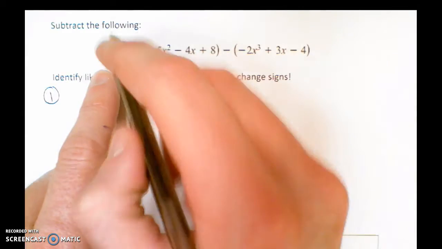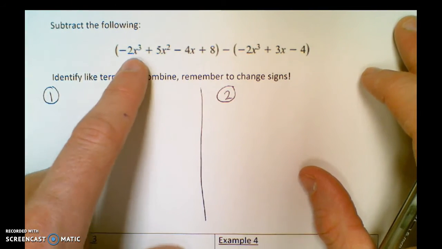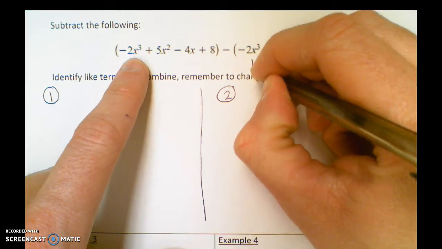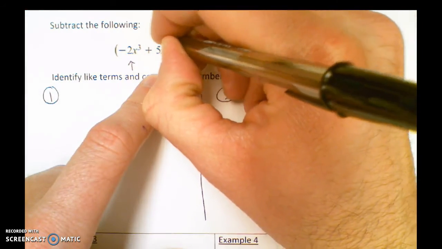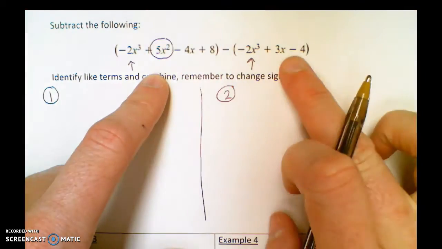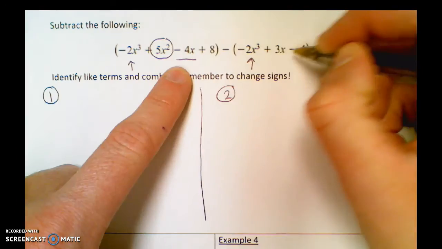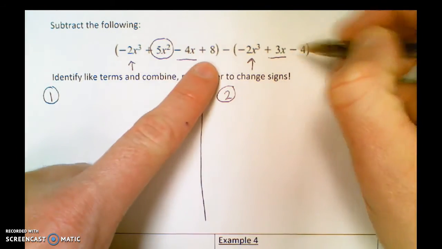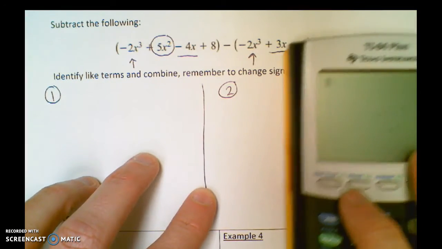So here, I have negative 2x to the third. This x to the third matches with this x to the third, so those are my like terms that I can combine. The x squared, there is no x squared term here, so there's nothing going on there. Negative 4x combines with 3x, and then 8 combines with negative 4. The trick to remember here is that you are subtracting.